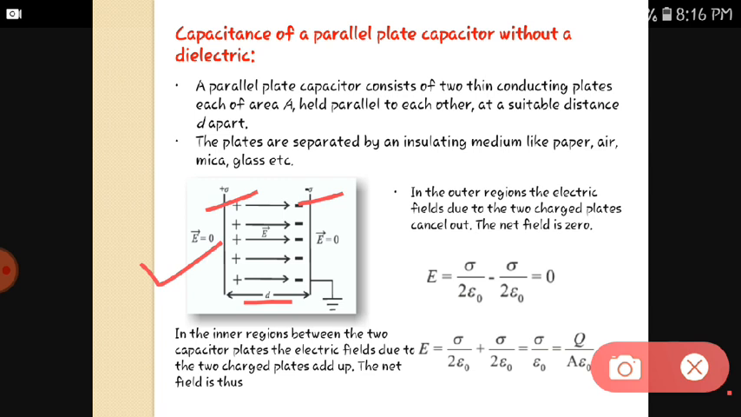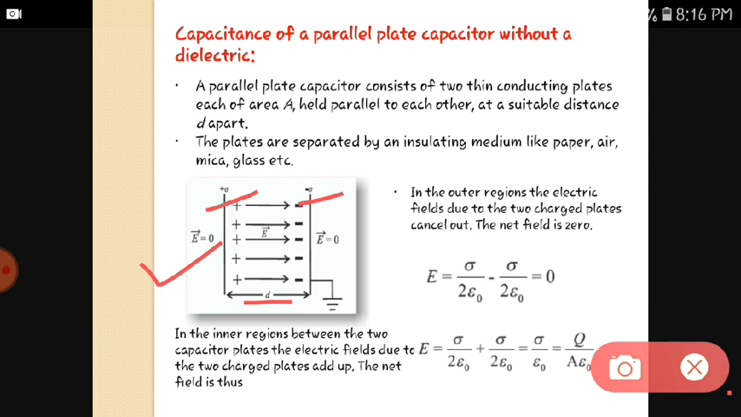Okay, these are conducting plates and both of them have area capital A. They are held parallel to each other. In between them there may be air, paper, mica or glass. Insulating material or dielectric material is absent in this. Only two parallel plates are there. Fine, I hope this is clear to you all.